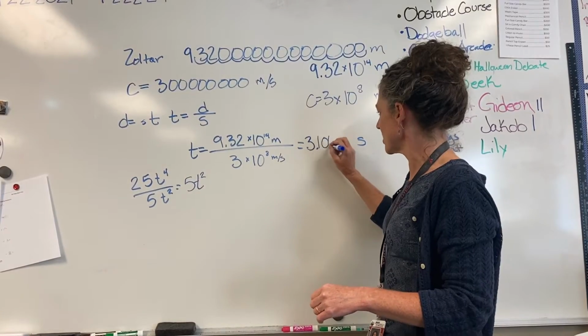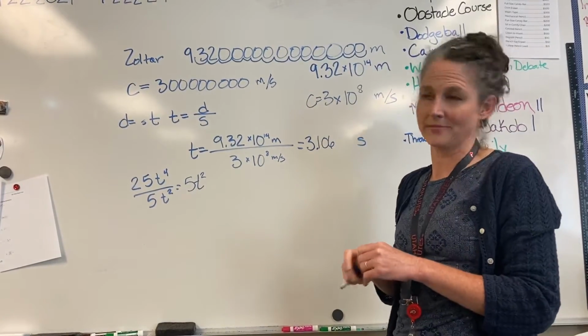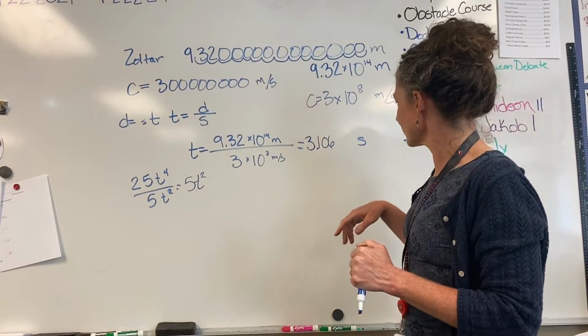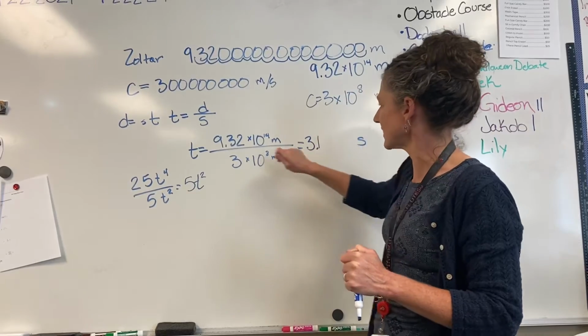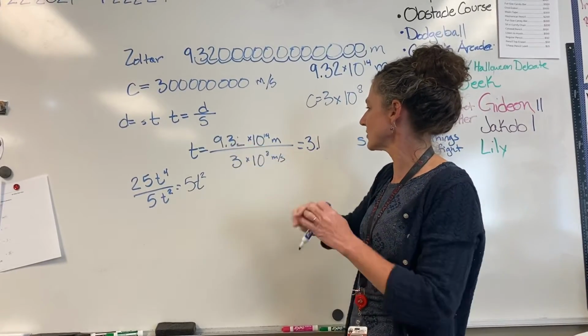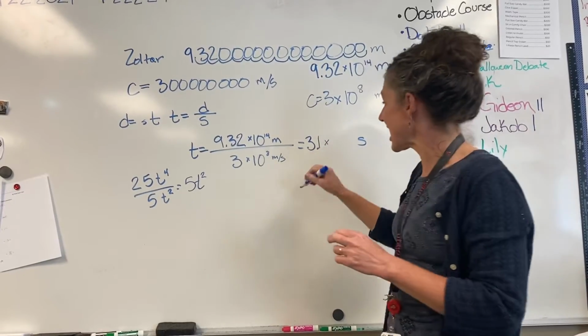What's 9.32 divided by 3? 3.106. We're gonna call it 3.106. In fact, we're just gonna round it to 3.1 for simplicity. We'll leave the other part at 2. All right, so we have 3.1 times.